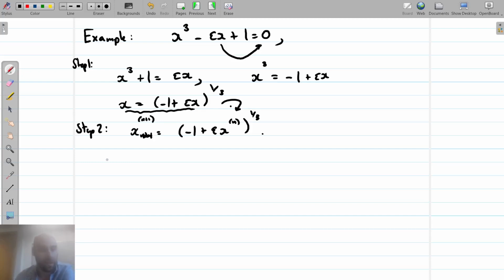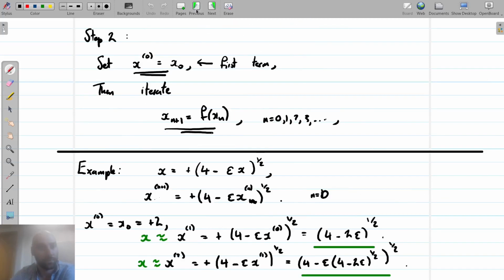And then I need to set what x naught is. So I need to go to my original equation and stick in epsilon is 0. So I end up having x naught cubed plus 0 plus 1 equals 0. So x naught is going to be minus 1 to the third, which is minus 1. Okay, so there's my x naught. So we set x0 to be equal to minus 1. Okay, that's done.